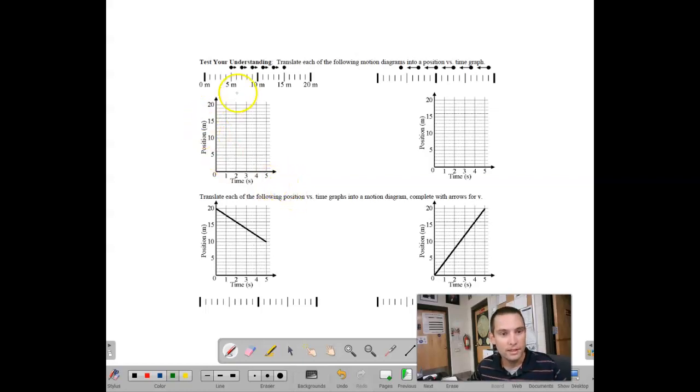We're translating these quantitative motion diagrams. We've added numbers into our number line, so now we can actually do something with it. We want to take this and put it onto a graph, a position versus time graph to be exact. So we have our X and we have our Y.